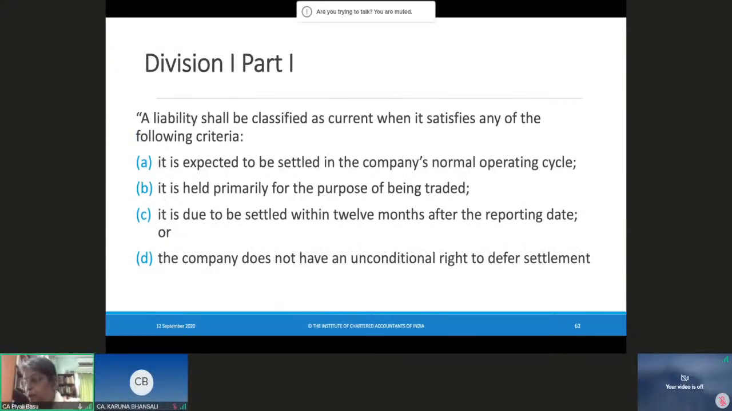A liability. Whether it is a current liability or not, it will satisfy whether it is again part of the normal operating cycle. It is held primarily for the purpose of trading. It is due to be settled within 12 months, that we will be paying off the creditors within the next 12 months, and the company doesn't have an unconditional right to defer the settlement. So if we have a conditional right, we can defer the payment, then it may not be defined as a current liability, but if we don't have the right to defer it, that will be considered as a current liability. It has to be paid.